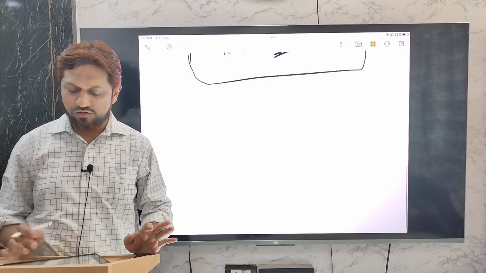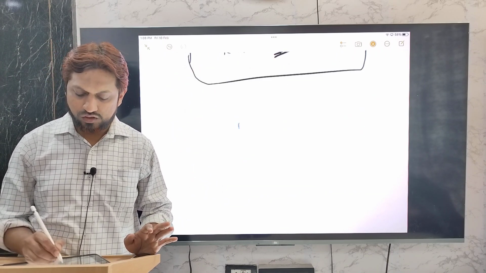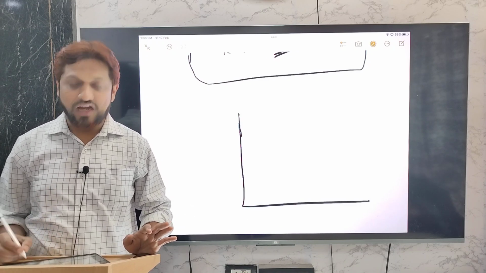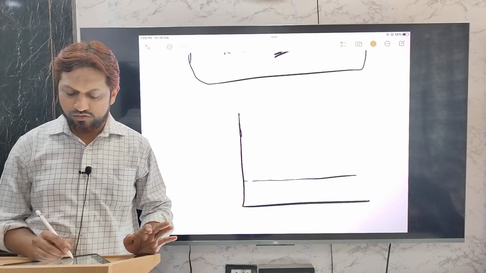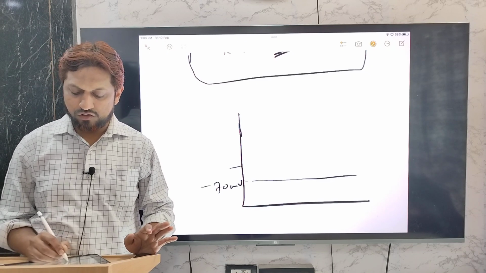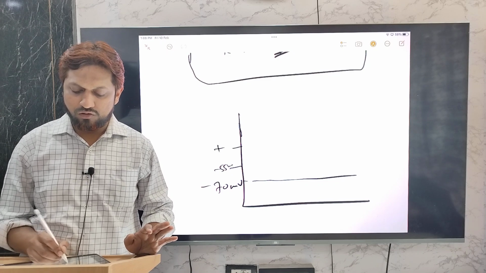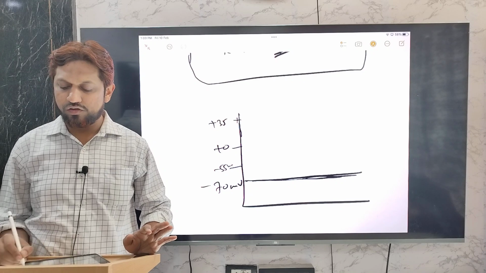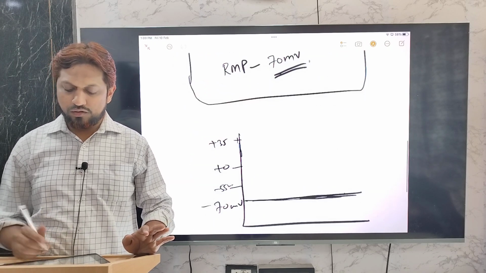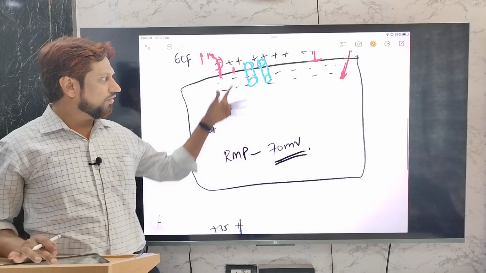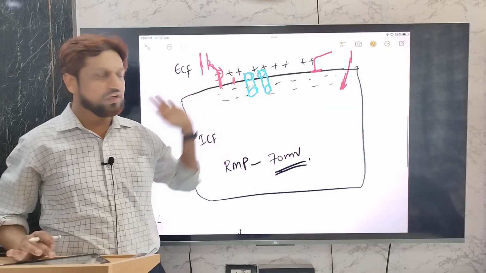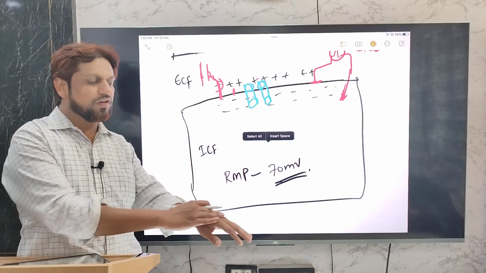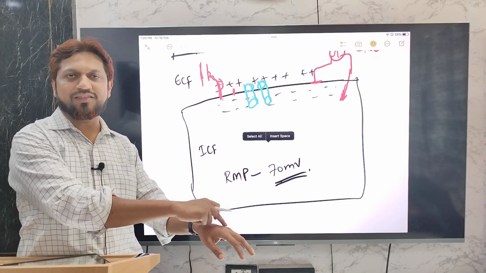Now coming to the phases of the action potential. Okay, I'll just draw a graph to understand the phases of the action potential. On the x-axis is the time duration. I'll mark minus 70 millivolt, here minus 55 millivolt, then 0, and up to plus 35. At the resting condition, if we record with the help of the cathode ray oscilloscope the voltage difference across this cell membrane, the RMP, resting membrane potential, is minus 70 millivolt.